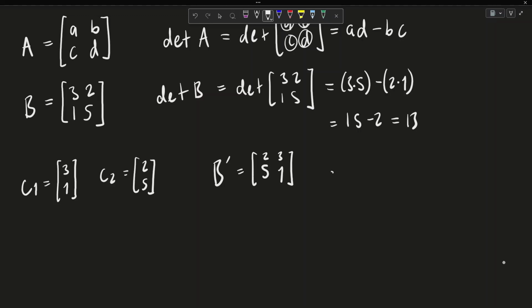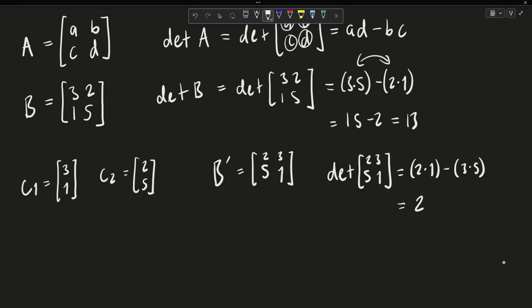So let's show this. Determinant of 2, 3, 5, 1 equals 2 times 1 minus 3 times 5. And intuitively, you see that these two entries have been flipped. So since we're subtracting, we would get the negative value. So we'd get 2 minus 15, which is negative 13, which, as you can see, is the inverse.